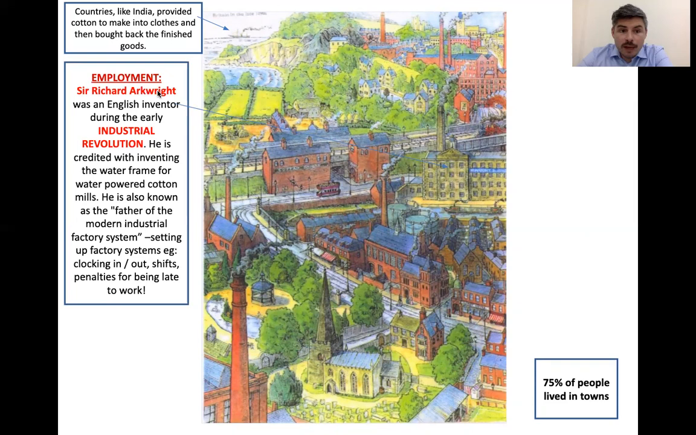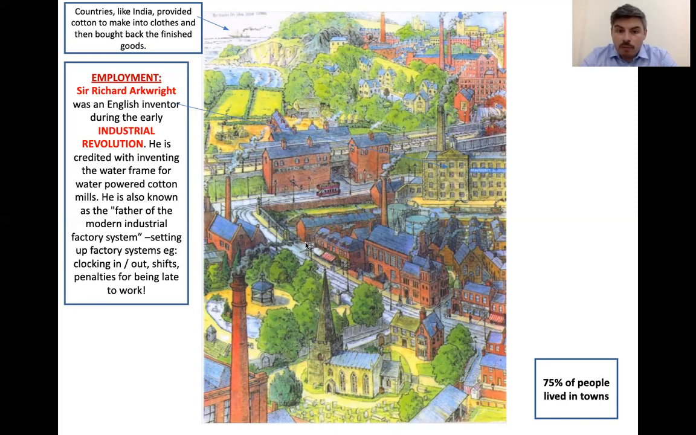A big improvement here, employment. Someone called Sir Richard Arkwright. He was an English inventor during the early Industrial Revolution. And he's credited with inventing the water frame for water-powered cotton mills, okay? Again, we're not in a science class, we're not going to have to go into the details of this so much, but this led to the creation of modern factories, or what we can see as the start of modern factories, okay?